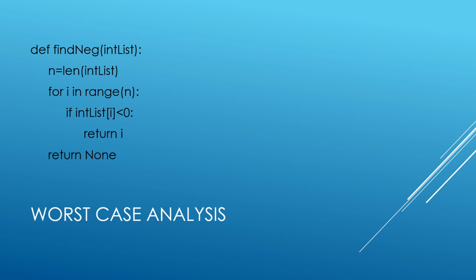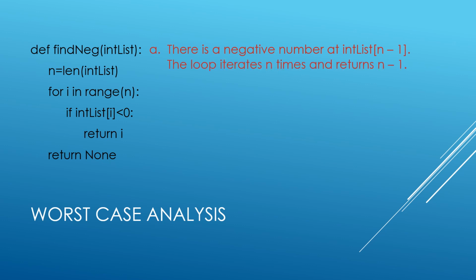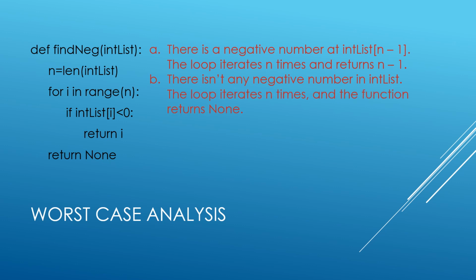Worst case analysis. Worst case is when the algorithm has to do the most work. This will happen if the for loop iterates n times. This can happen in two ways. A. There is a negative number at int list n minus 1. The loop iterates n times and returns n minus 1. B. There isn't any negative number in int list. The loop iterates n times and the function returns None.